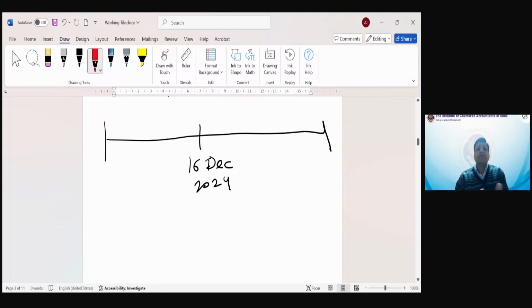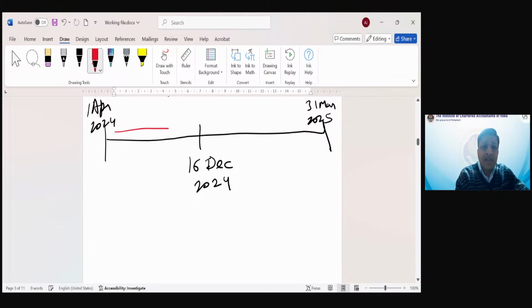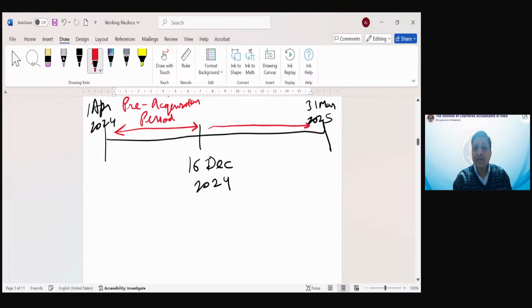So we can say this financial year, 1st April 2024 to 31st March 2025. Okay, so this is the financial year that we have. We can say this financial year has got two parts. What is the first part? This is the first part, which you call as pre-acquisition period. And this you call as post-acquisition period. Why? Because anything that you have before the acquisition, you will call it as pre-acquisition. Anything that you have after acquisition, you call it as post-acquisition.